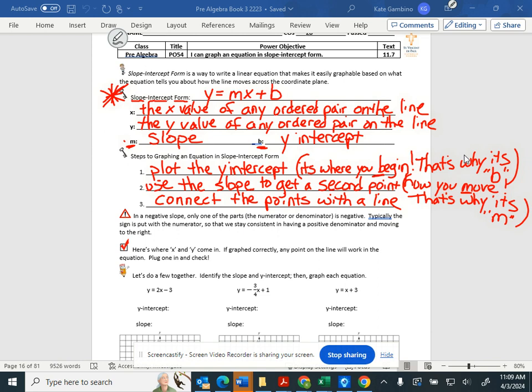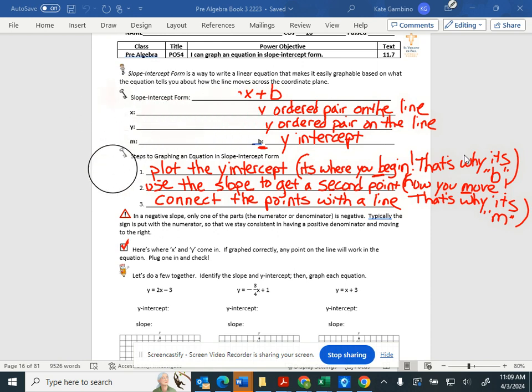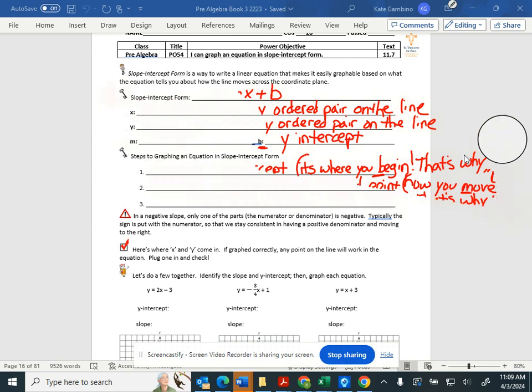So here's where x and y come in. If graphed correctly, any point on the line will work in the equation. Plug one in and check. So let me scroll up so we can do that.